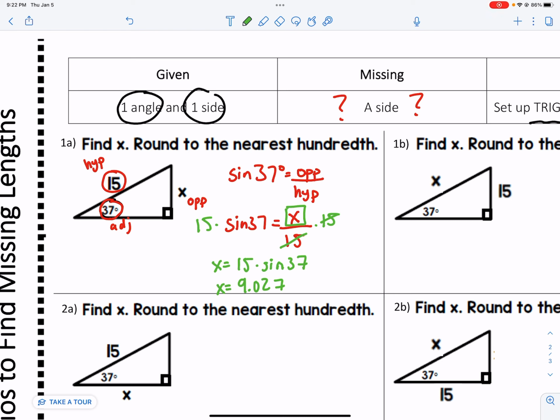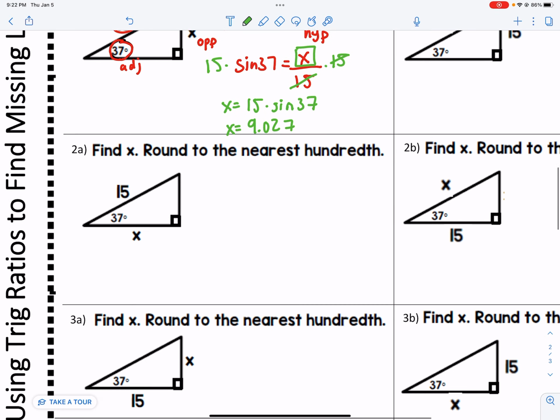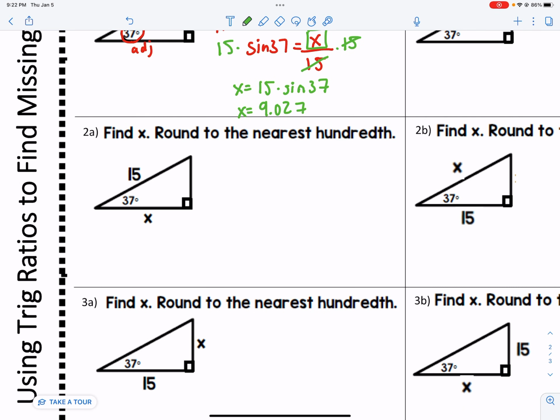Good luck. Next, we have 2a. 2a, find the nearest hundredth. Again, the same 37 degrees. This 15 is my hypotenuse. And I am going to label my other two sides. This one's going to be opposite. This one's going to be adjacent. So I'm given an angle and I know one side, the hypotenuse, but I don't know the other side.